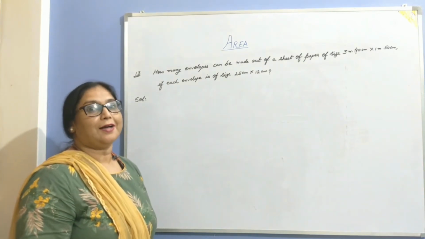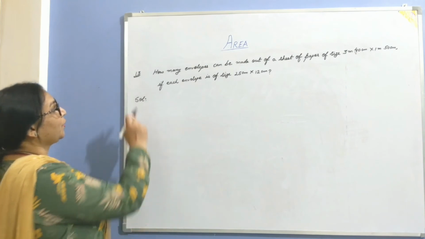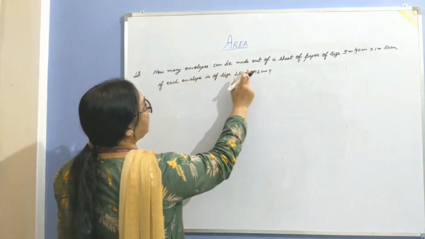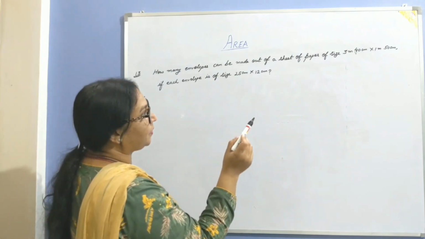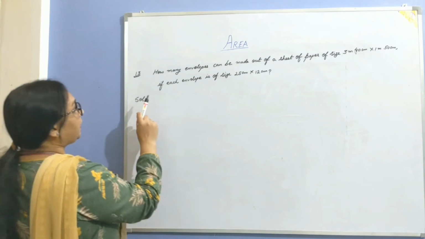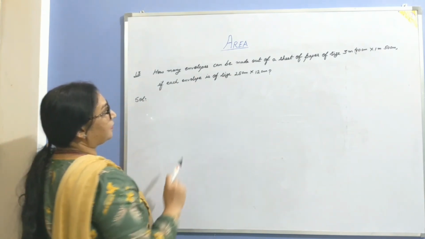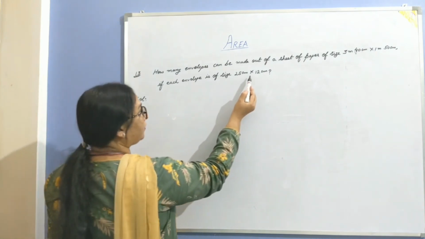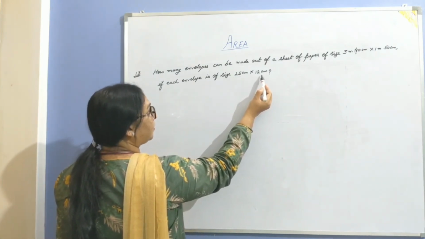Children, now we reach to the last sum of exercise 1B. So let's read question 13. How many envelopes can be made out of a sheet of paper of size 3 meter 40 centimeter by 1 meter 50 centimeter? If each envelope is of size 25 centimeter by 12 centimeter. You know the meaning of this cross? It means the length is 25 centimeter and the breadth of the envelope is 12 centimeter.